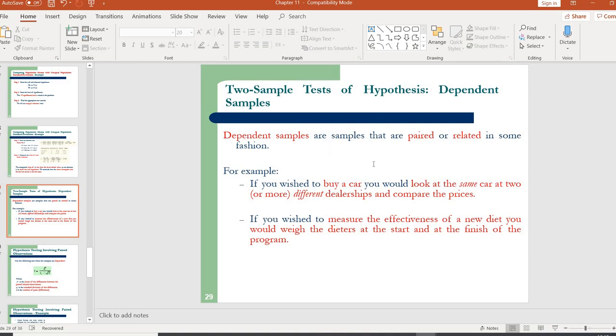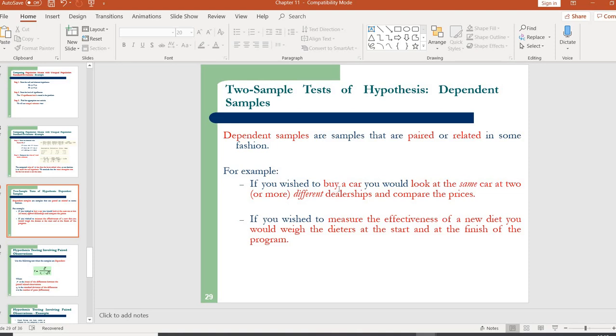But now what if the two samples are dependent because they are drawn from two dependent populations? Here we are saying that dependent samples are samples that are paired. If you say paired sample, it means dependent sample, or related sample in some fashion. So let us look at these two examples.